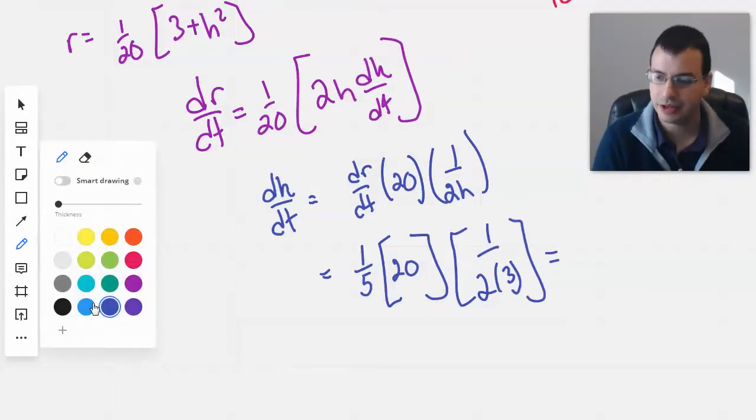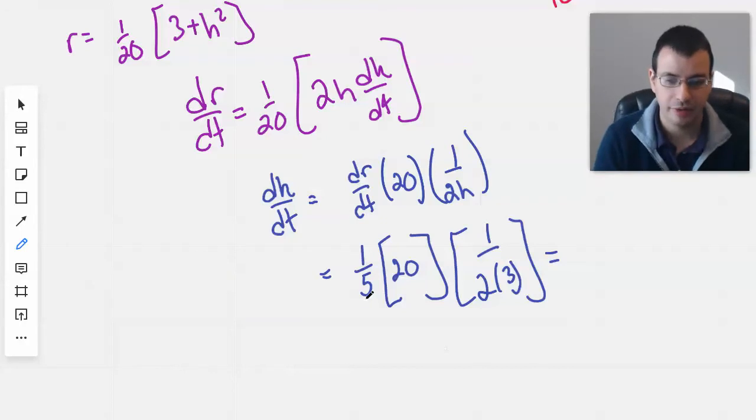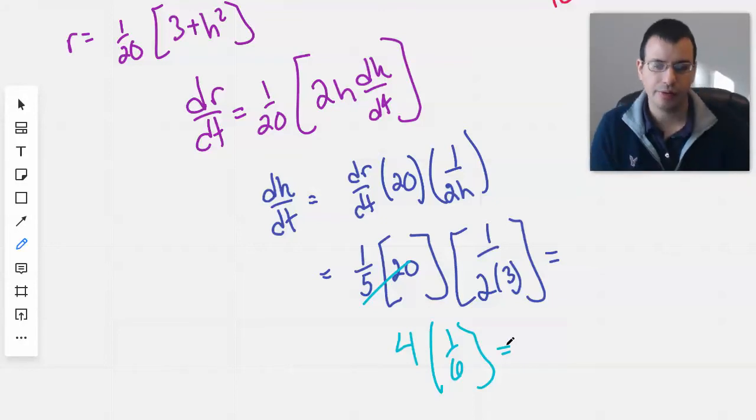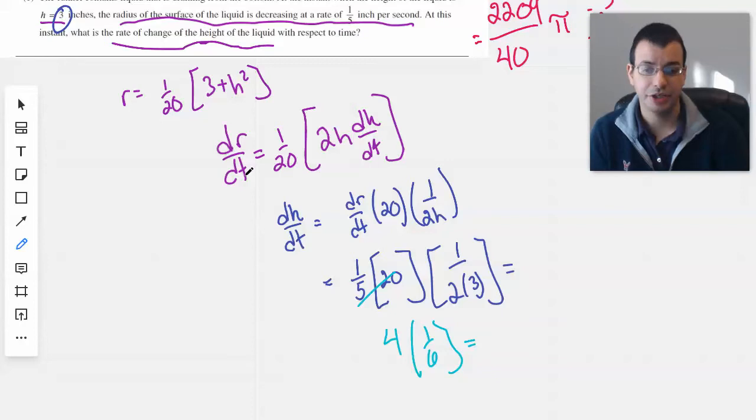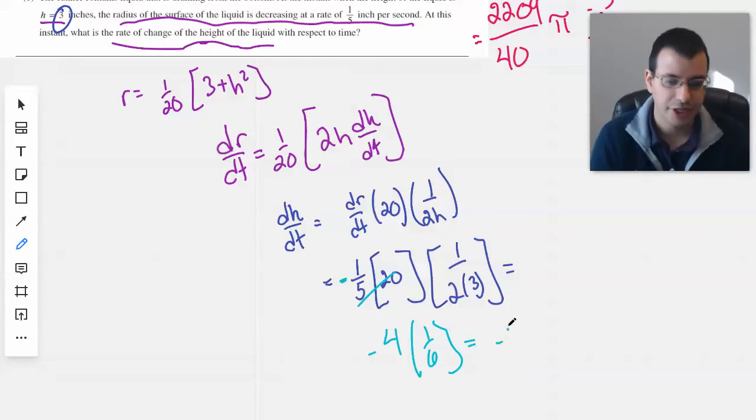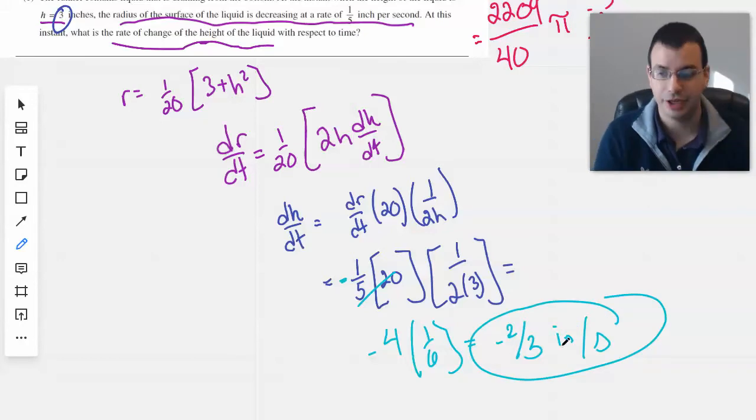So simplifying this, this becomes 4, this becomes 1 over 6. I think there's supposed to be a negative. Yep, decreasing. This is supposed to be a negative. There we go. This becomes negative 2/3 inches per second.